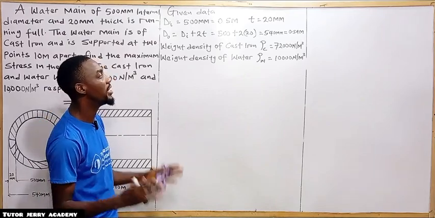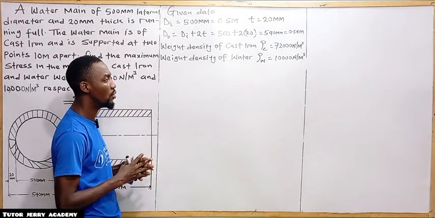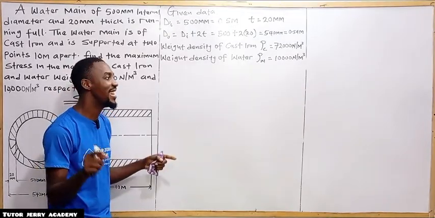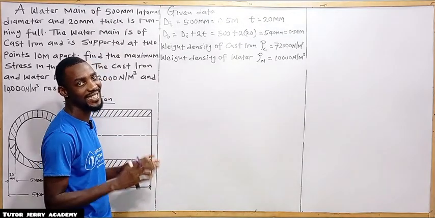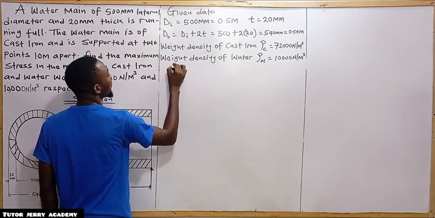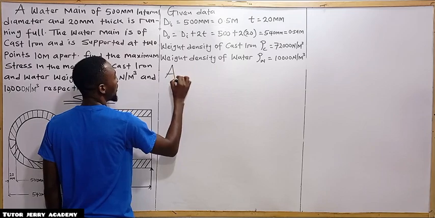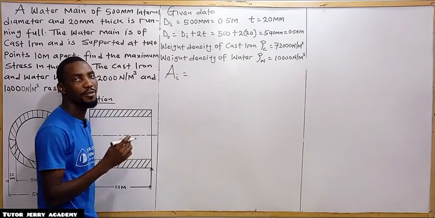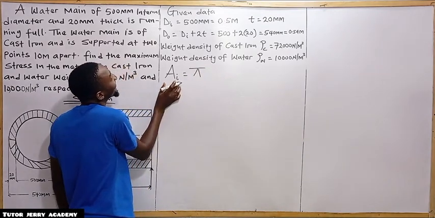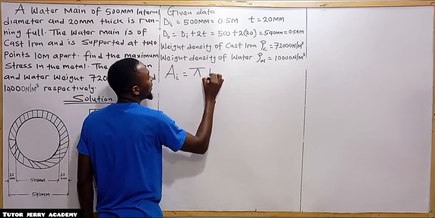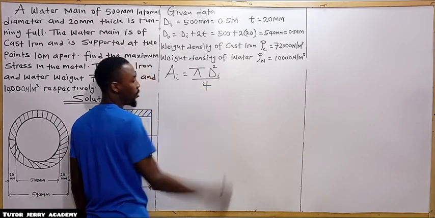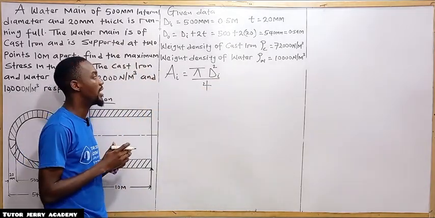All right. So the first thing we are going to be doing here is to calculate the internal area of the pipe. We are going to denote that with A subscript I. The formula for that is pi, then since we are dealing with internal, the diameter too is going to be internal. This squared, divided by 4. So this is what we are going to have.